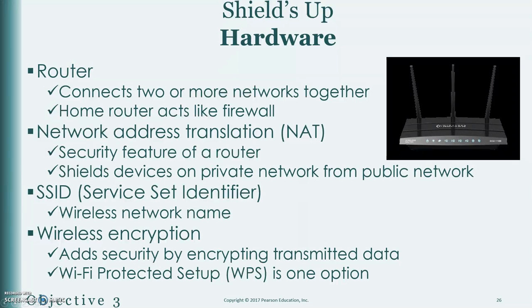Router. Your router is a device that connects two or more networks. So we just finished talking about that. Home router also acts like a firewall. Something called NAT, which is Network Address Translation, is a router security feature that shields devices on a private network, like your home network, from the public network, which is the internet. A wireless router provides a wireless access point to your network. So make sure you do the things we went over. Use the router setup utility to change the SSID, change your wireless network name, and enable and configure wireless encryption.